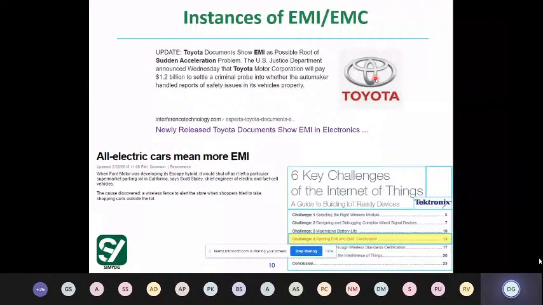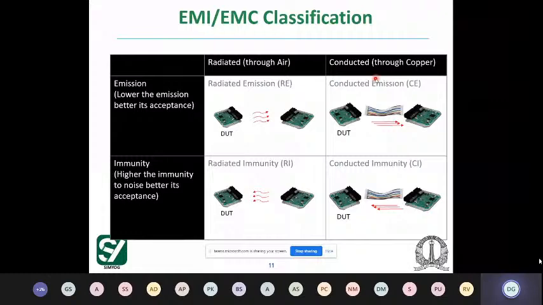That's for emissions. If you look at this document from Tektronix, one of the key challenges they put out for implementing IoT is this interference, this EMI EMC problem. So that's what attracted me to this field.